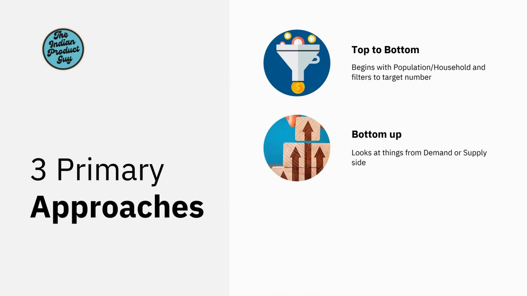Second is bottom up. As the name suggests, you look at things from the demand or supply side. Example, if you are estimating the number of ambulances, you start with the number of hospitals. Or let's say in case of estimating revenue by a brand, you start with the revenue of one outlet and extrapolate to get to the total number.